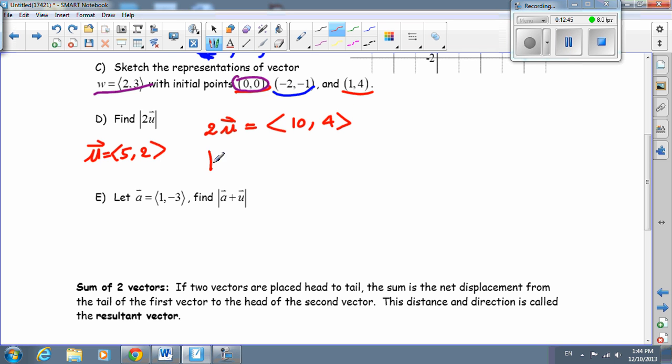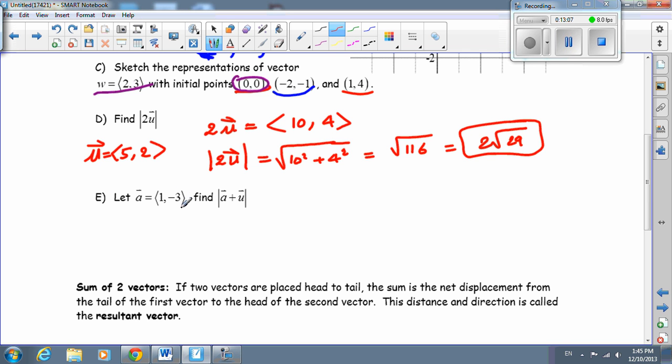Now, the magnitude of 2u, on the other hand, remember, it's not absolute value, it's magnitude, is equal to the square root of 10 squared plus 4 squared, which is equal to the square root of 116. And if you simplify it, you get 2 root 29.